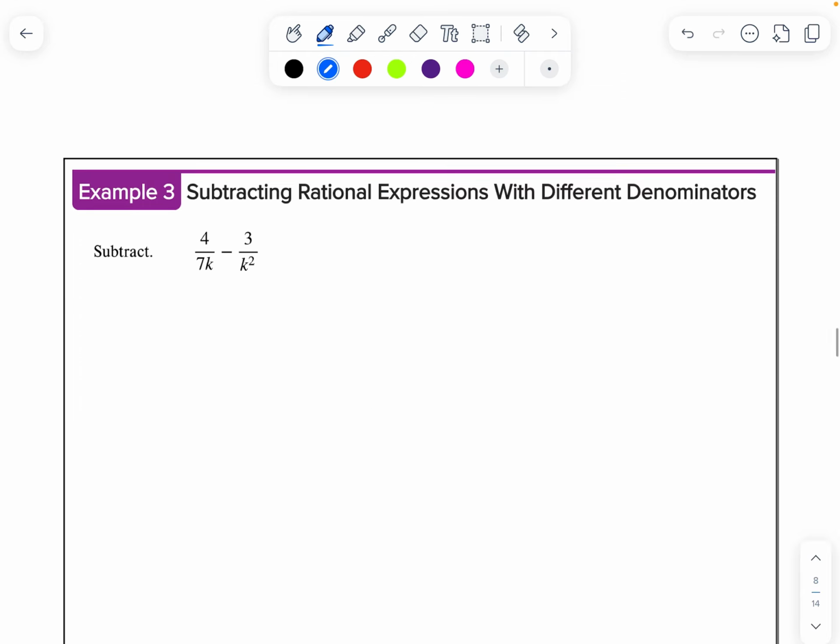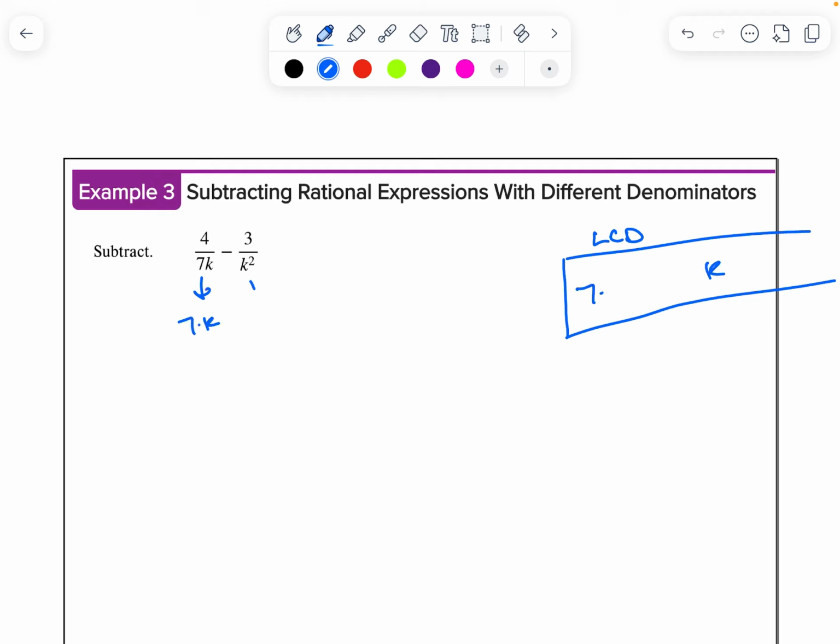All right, here's another, very similar. LCD, what are we going to have in this LCD? This is the same thing as 7 and k, so I know I'll have a 7. I know I'll have a k. This is the same thing as k and k, so I need another k. So the question is, is this denominator represented? Yep, there's a 7 and a k. Is this denominator represented? Yep, there's a k and a k. What am I missing here? 7k, 7k. I need another k.